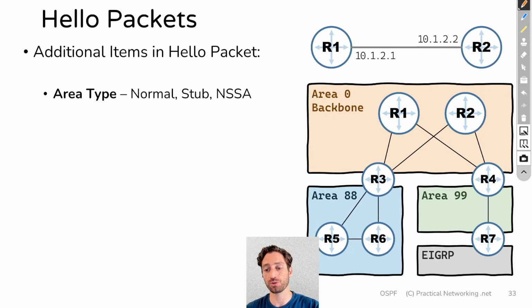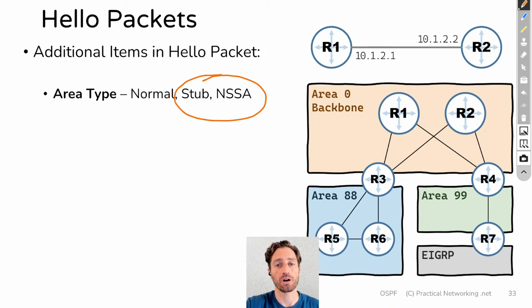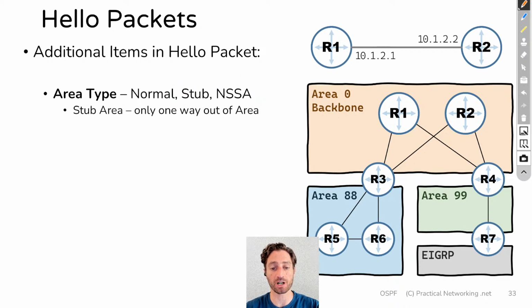But for now, I just want to give you a definition of what each of these are. And so for that, I'm going to use the area topology that we used before. A normal area is essentially the default type of area that you see in OSPF. These other 2 are ways to optimize the areas even further. The first is a stub area. A stub area is an area that only has one way out of that particular area. Notice area 88 over here actually fits that definition.